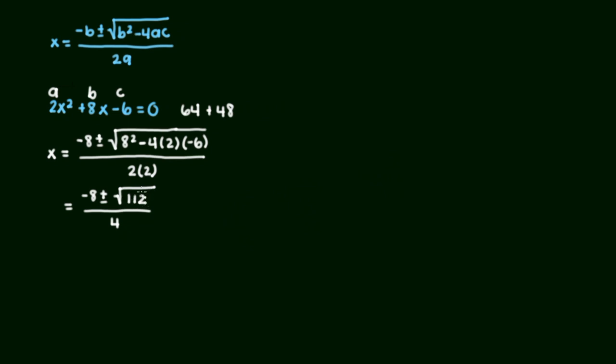Now what we can do is simplify the radical, and we can get 16 times 7, which is equal to 112. So that leaves us with negative 8 plus or minus 4 square root of 7 divided by 4. Once we simplify, we get our solution of negative 2 plus or minus square root of 7.